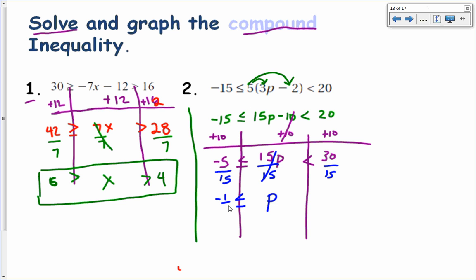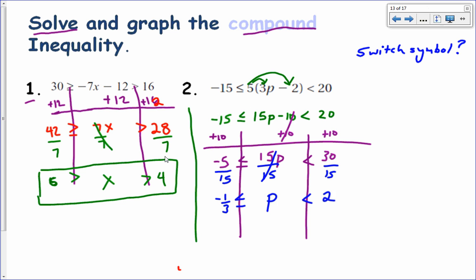I've got negative 1/3. Please don't use your calculator to spit out a repeating decimal. You can just simplify that fraction. And then I've got 2 over here. So I've got negative 1/3 is less than or equal to p is less than 2. And the only thing that I haven't done is, for any of these, did I have to switch my symbol? As in, did I need to go and switch around my inequality symbols? I go back through. Did I have to divide by a negative number here? No, that was a positive 15.